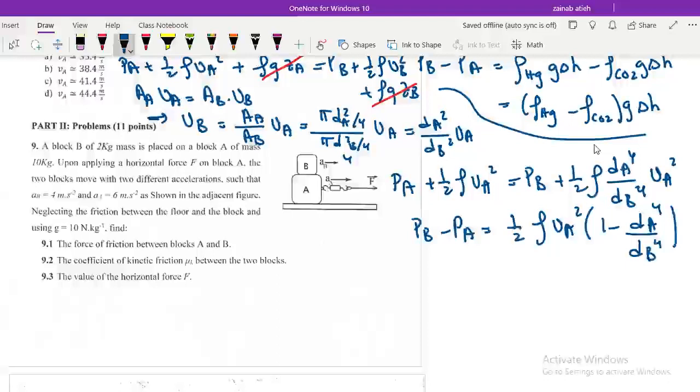Do your calculation on your own, each one at their own pace. Okay, do them and then you have everything. You can find VA squared and then you find VA. I guess it will be equal to 38 meters per second, which means the answer will be B. Okay, this is for this problem.